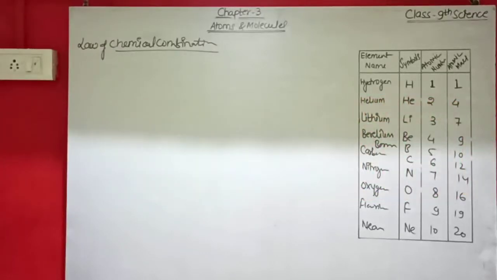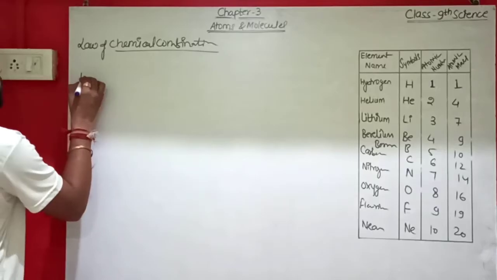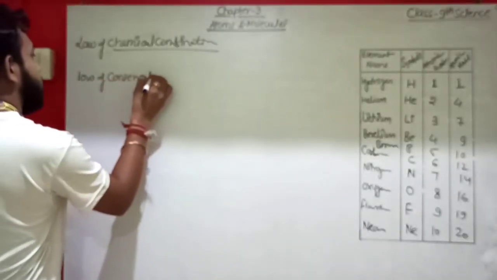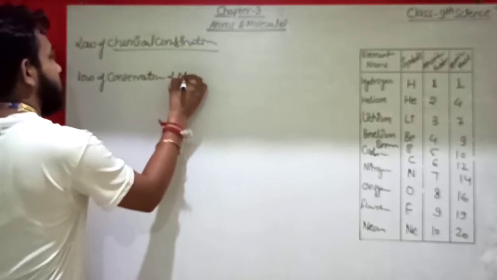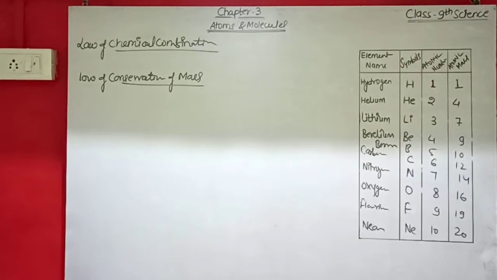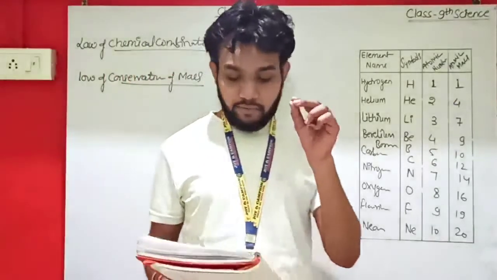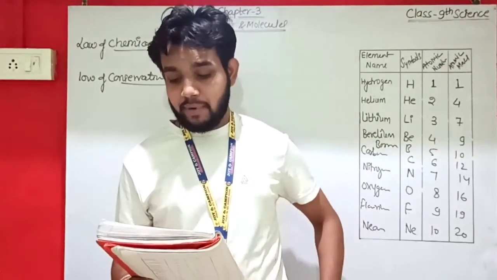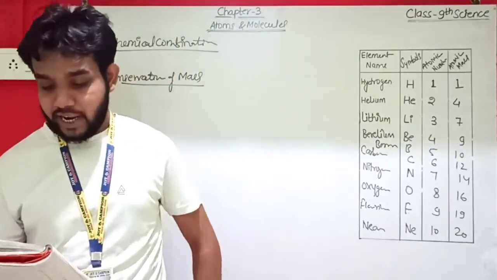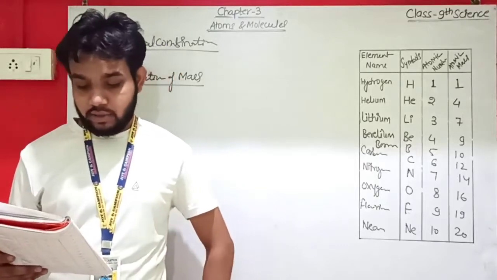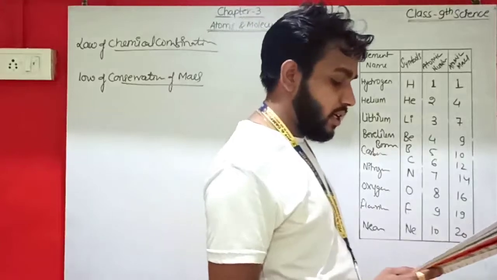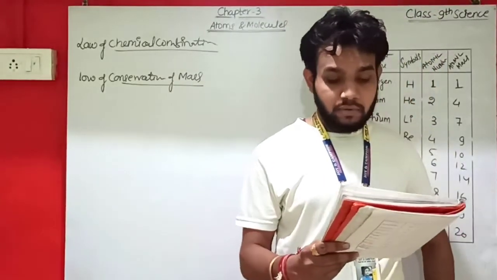In 1744, the French chemist Lavoisier provided the relation between the mass of reactant and the product during a chemical reaction. This is known as law of conservation of mass.